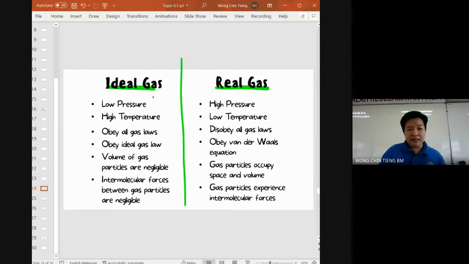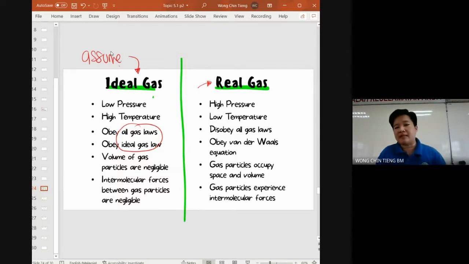So, I have my ideal gas and real gas over here. Most of the time you need to know one thing: gas most likely will behave as a real gas. Tapi semua calculation yang kita buat, obey all the gas law and ideal gas law, we are actually assuming our gas to behave ideally. Okay? Alright, so apa beza real gas dengan ideal gas?